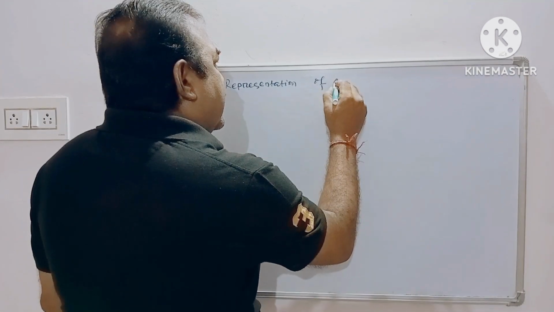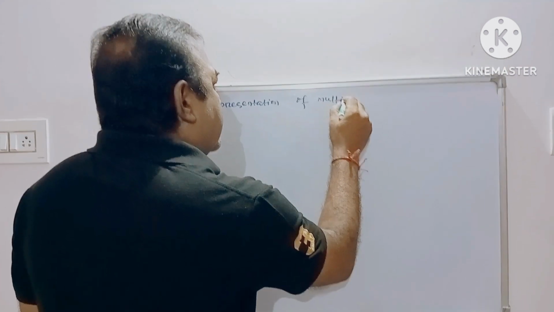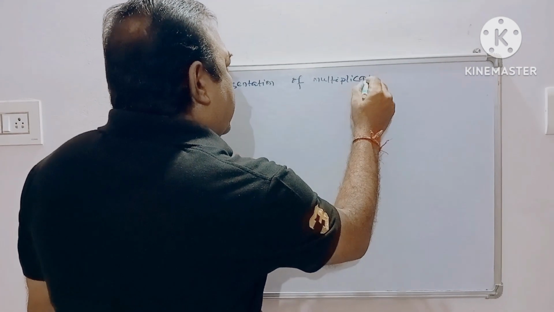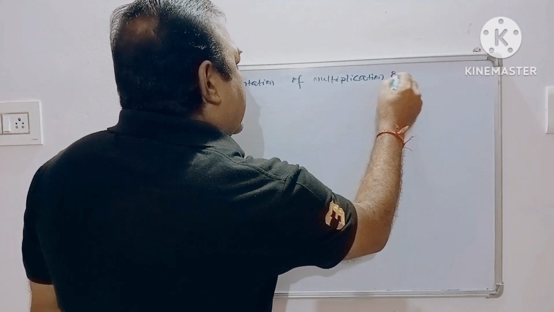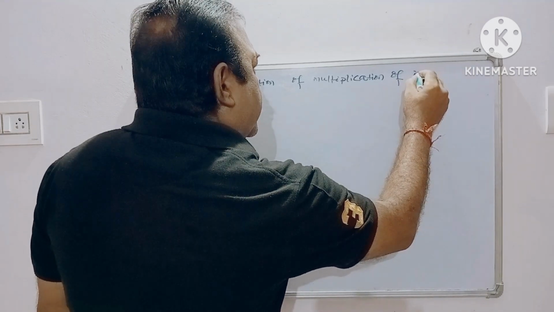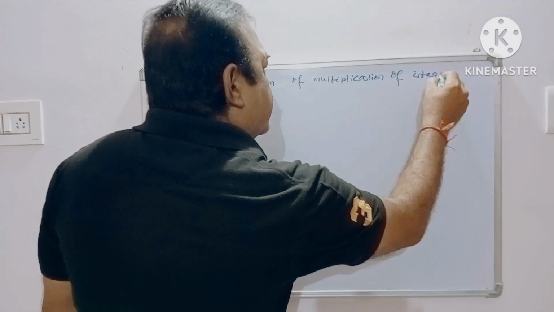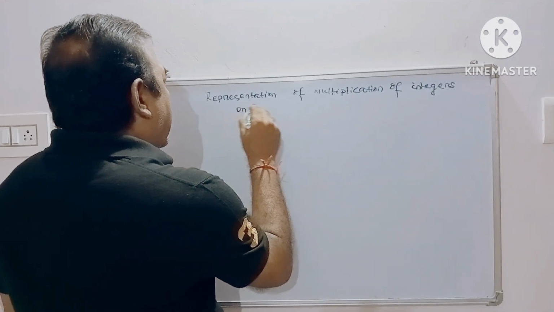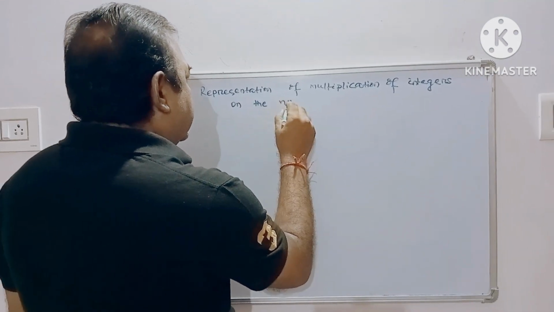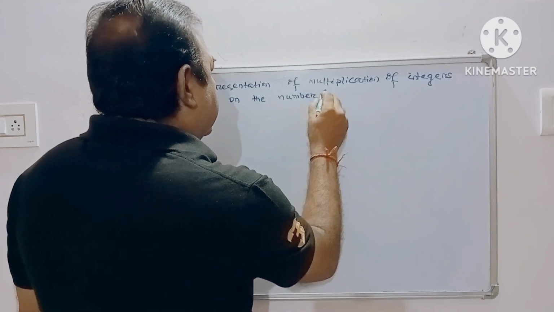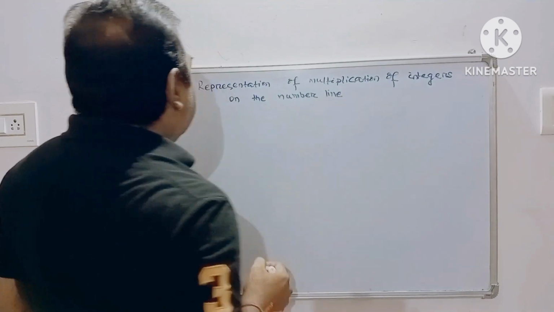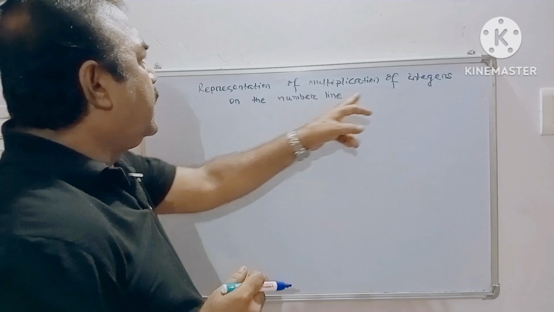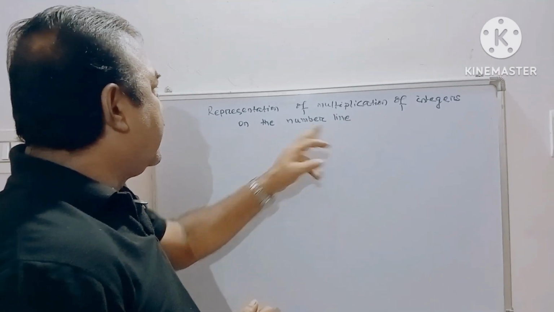The representation of multiplication of integers on the number line. So we have to represent the multiplication of integers on the number line.